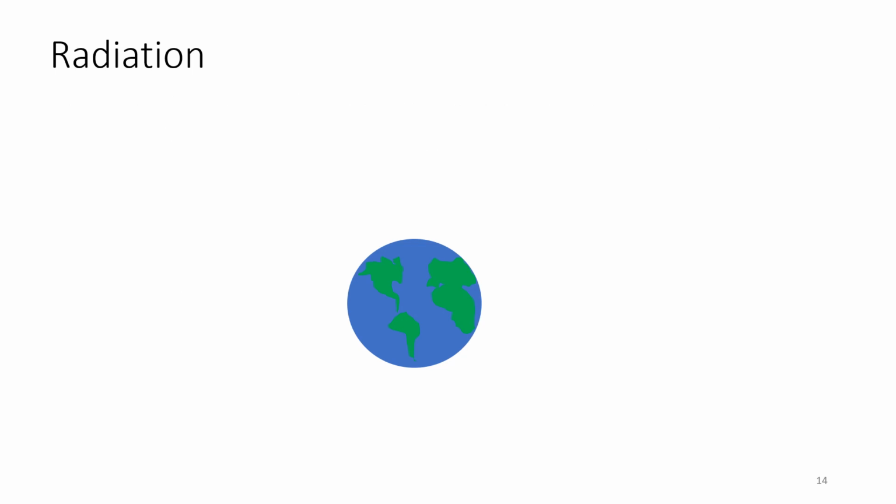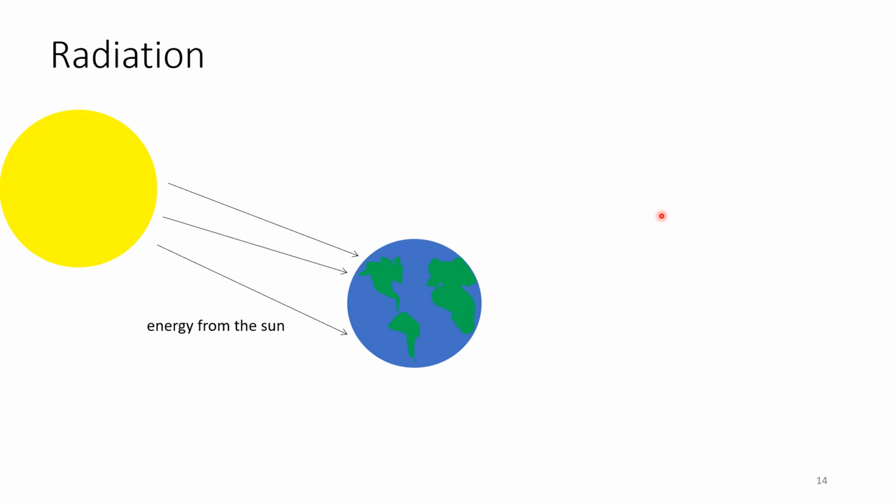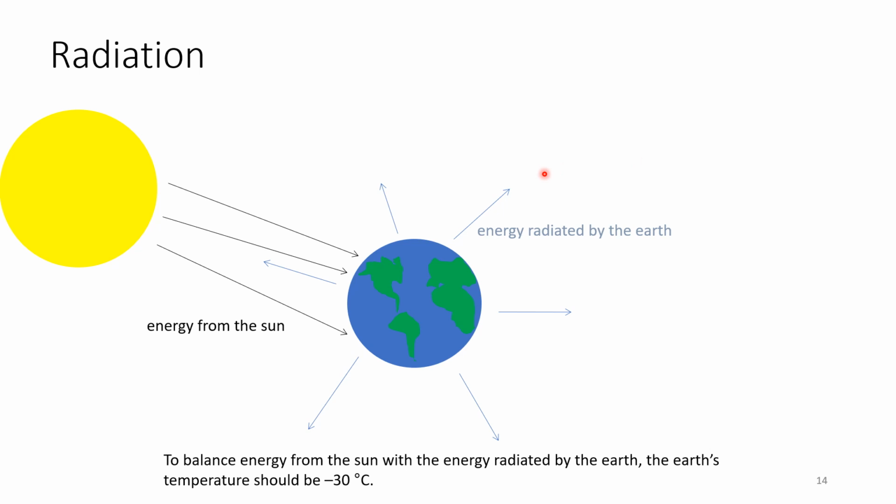Radiation is also very important for the relationship between the Sun and the Earth. The Earth receives almost all its energy from radiation of the Sun and reflects some of it back into outer space. Because the Sun is hotter than the Earth, the net energy flux is always from the Sun to the Earth. To balance energy from the Sun with the energy radiated by the Earth, the temperature should be minus 30 degrees Celsius.